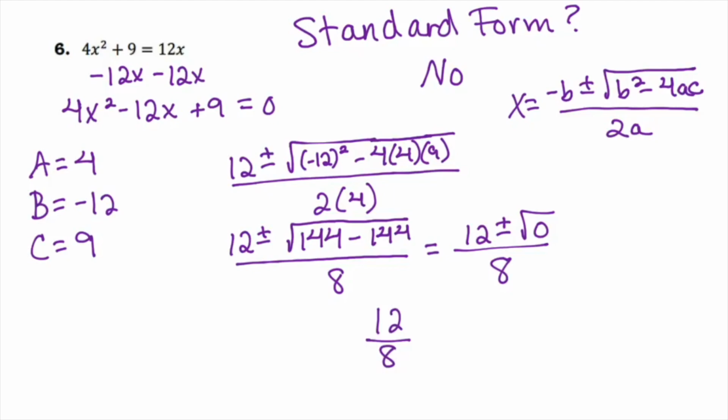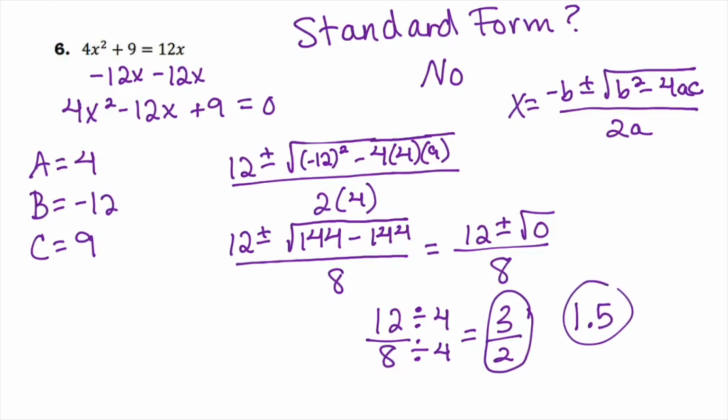So 12 over 8 is our answer. We can simplify that, though, into 3 over 2. And if you need it as a decimal, 3 divided by 2 would also be just 1.5. And that would be the final answer for number 6.